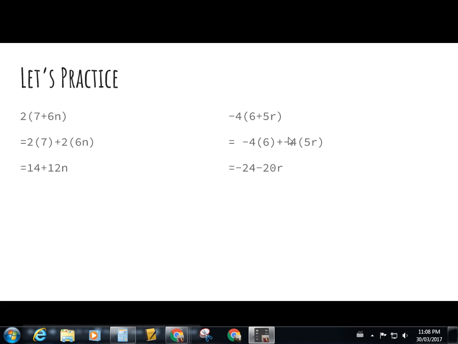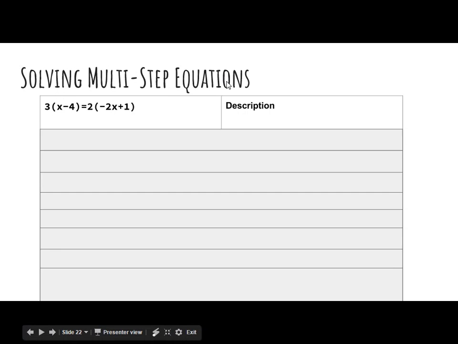Now when you first look at this, you might wonder, why is there a plus and a minus together? Well, remember, when we see two signs or operations together, we treat them as if they become one. If two signs are together and they're both the same, then they become positive. If they are two signs that are different, then they become negative. So in this case, this is going to be a negative 4 onto 5r. So when I do my work for it, I get negative 24 minus 20r, because negative 4 times 5r is negative 20r.